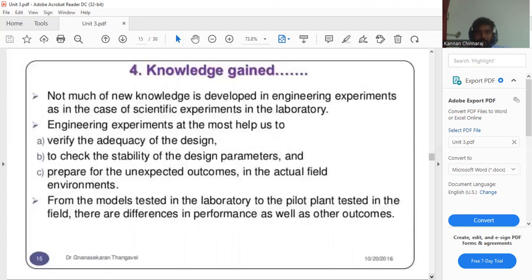Now, the last topic of contrast is knowledge building. Not much new knowledge is developed in engineering experimentation. As in the case of scientific experiments in the laboratory, engineering experiments at most help us to verify the adequacy of the design, to check the stability of the design parameters, and to prepare for the unexpected outcomes in the actual field environments. From the models tested in the laboratory to the pilot plant tested in the field, there are differences in performance as well as outcomes.